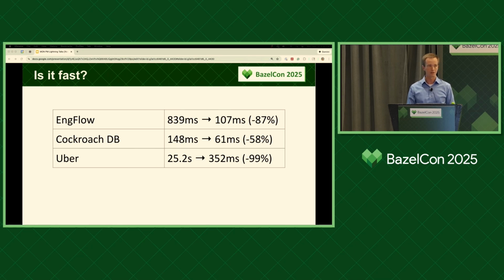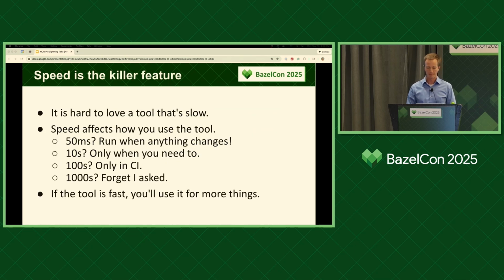So with a few Go search directives in EngFlow, we got it down to about 100 milliseconds. And Uber went down to 352 milliseconds, a 99% improvement. So they're still working on this. There are more extensions to adapt to this, but it's very promising. I should add these numbers are with Gazelle run directly. If you run it through Bazel run, that adds 500 to 1,000 milliseconds of overhead. So take that into account.